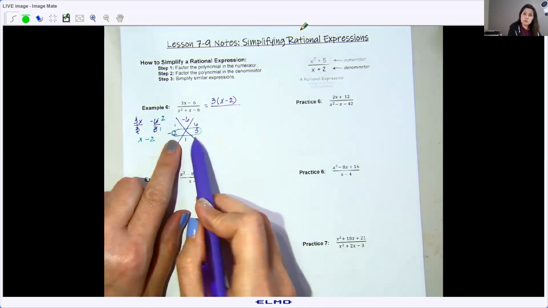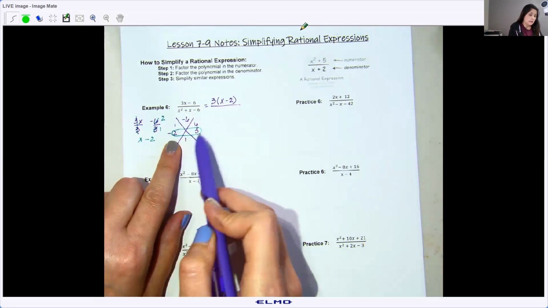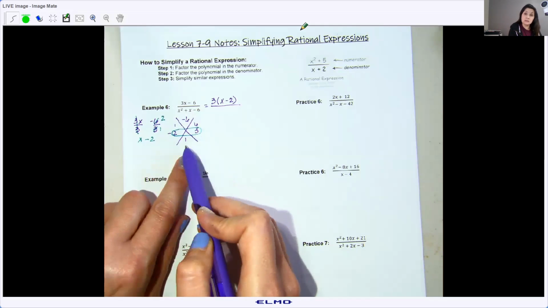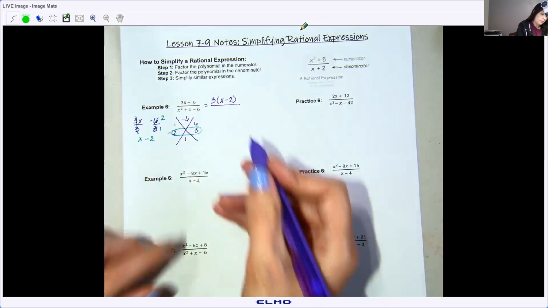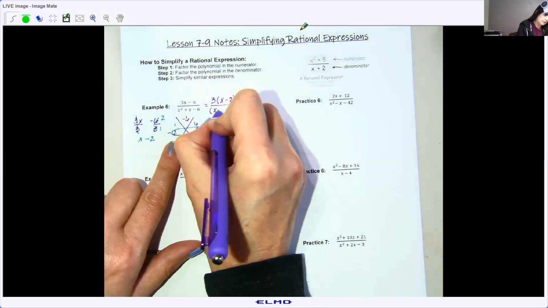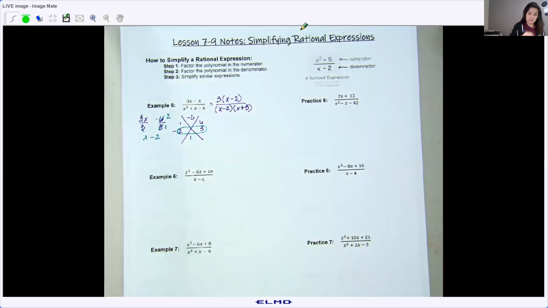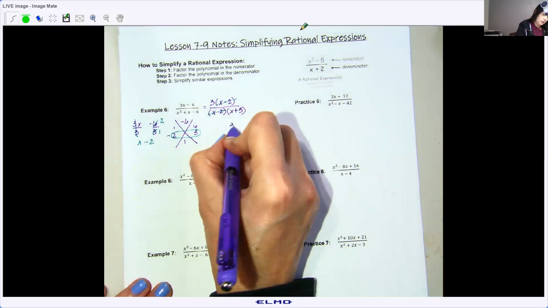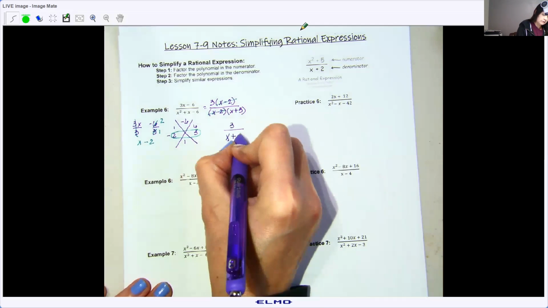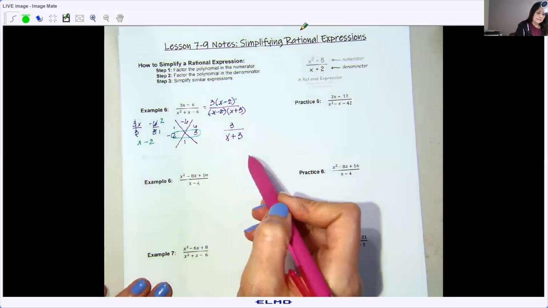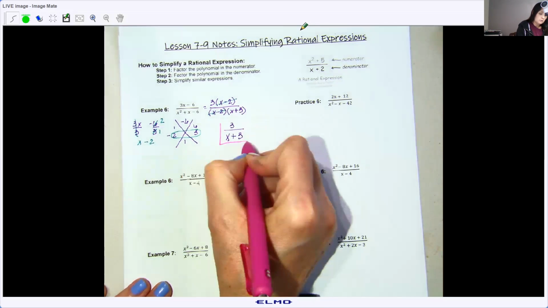So let's look at this. Negative 2 times 3 gives us a negative 6. Negative 2 plus 3 gives us a positive 1. So that works. On the bottom here, I'm going to have x minus 2, x plus 3. Now we can simplify. We can get rid of our x minus 2s, and we are left with 3 over x plus 3. And again, we can't simplify further because this is considered one term.